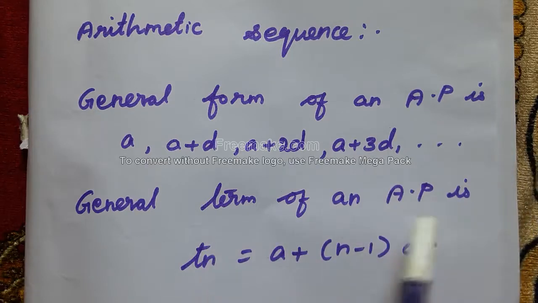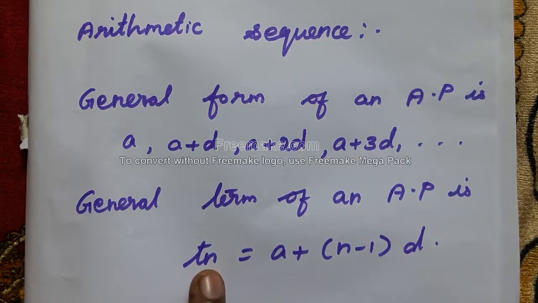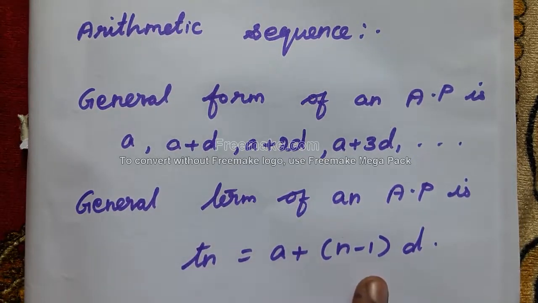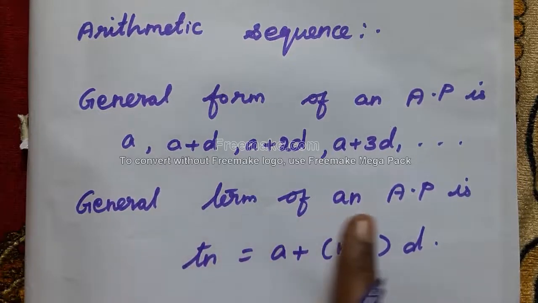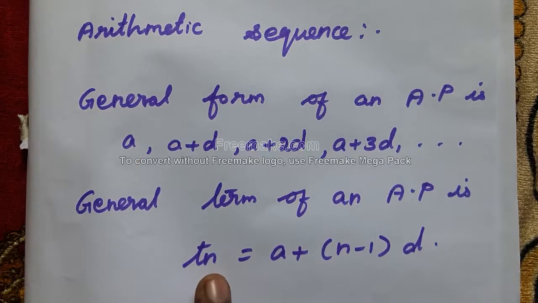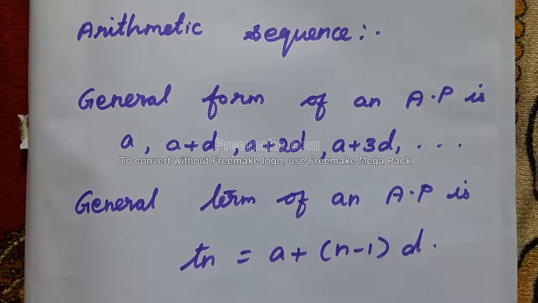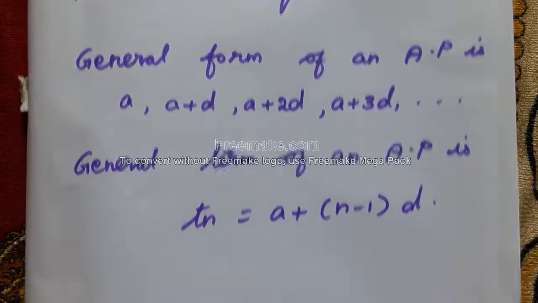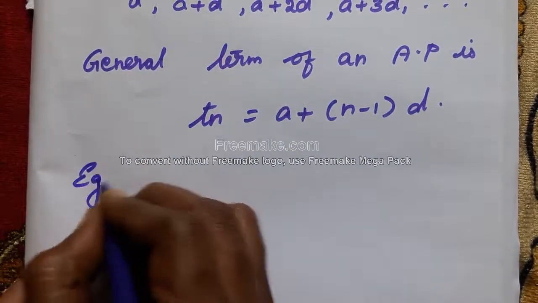What's the general term of an AP? The general term of an AP is Tn equals a plus (n minus 1) into d. Now, can you say one example for arithmetic progression? What is an arithmetic progression example?